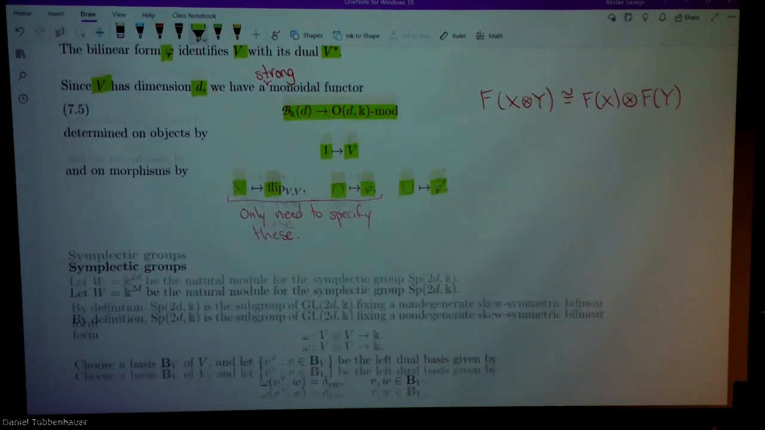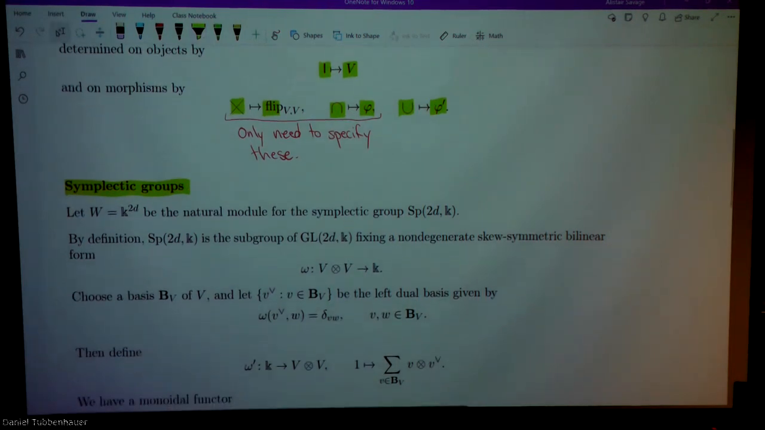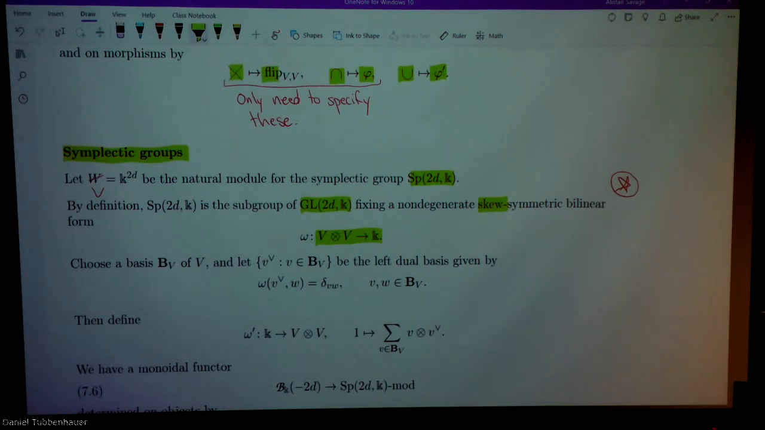Okay, you can do a similar thing for symplectic groups, actually. It's still the same category, the Brauer category, that controls the representation theory of symplectic groups. So now we take the symplectic group of rank 2D, and let's let W, well, I called it W and then proceeded to call it V everywhere else. So let me call it V again, just so I have fewer things to change. So by definition, the symplectic group is the subgroup of the general linear group that fixes a non-degenerate skew symmetric bilinear form that goes from V tensor V to K.